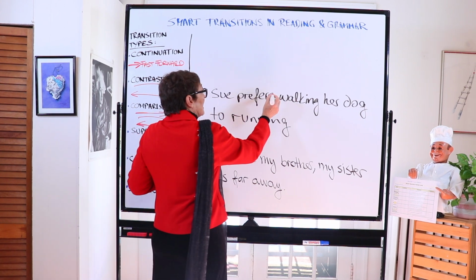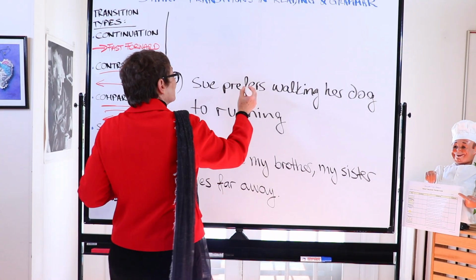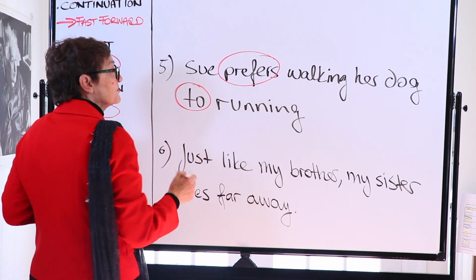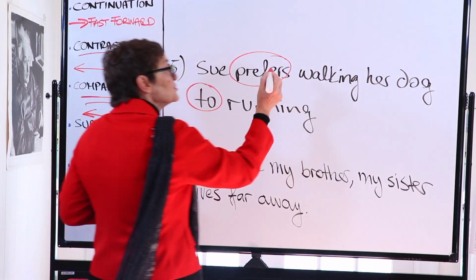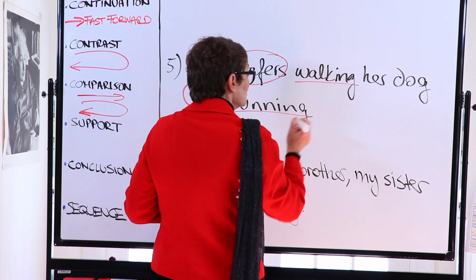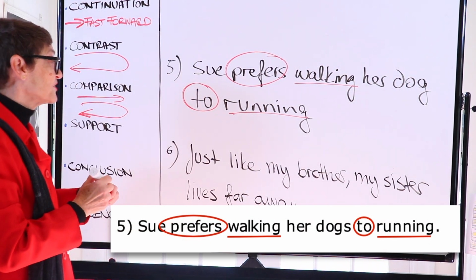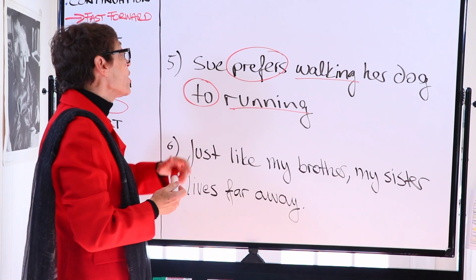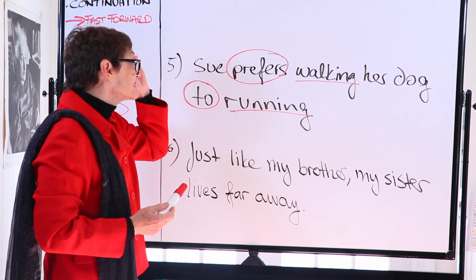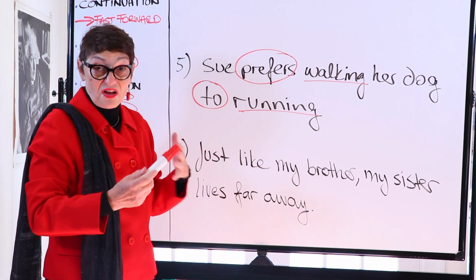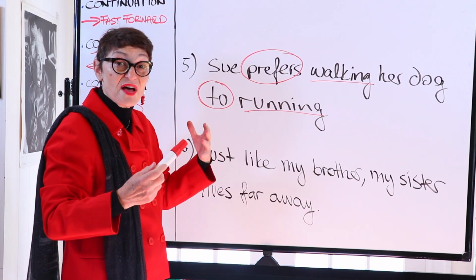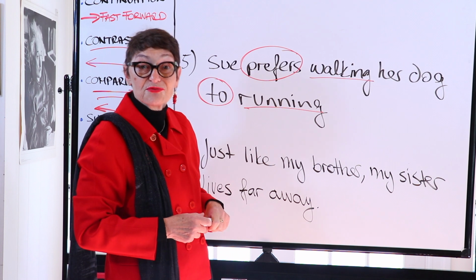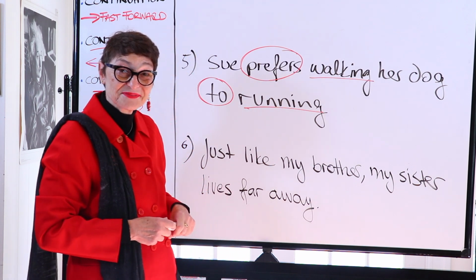Sentence 5, if you're following on the worksheet, which I really hope you do. Sue prefers walking her dog to running. Prefers one thing to another. Walking to running. In this case, we don't have a comma, but we have the little preposition "to" that is also really helpful to see where we have the break. In this case, preferring one thing over another creates a contrast. So Sue clearly does not feel the same way about walking her dog as she feels about running. That's where the contrast lies.